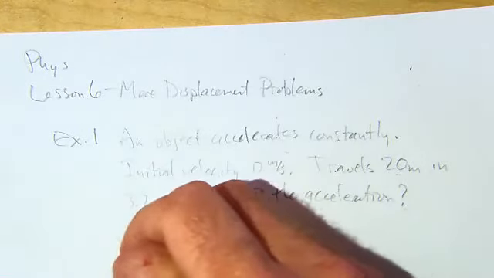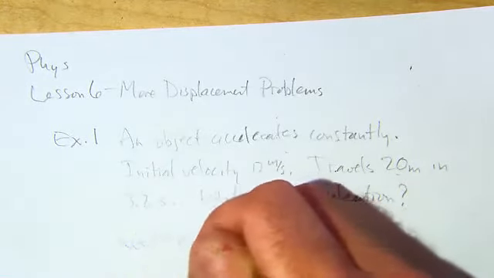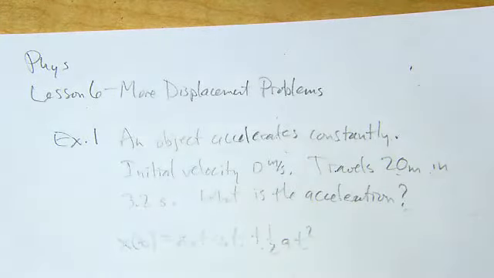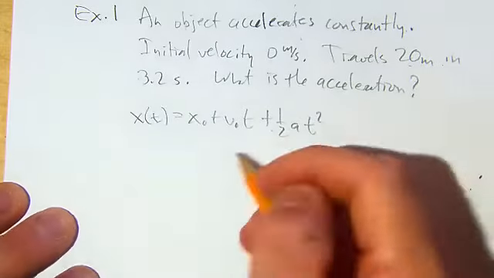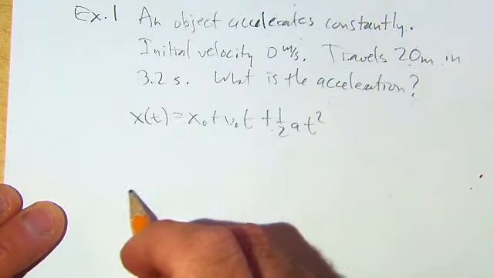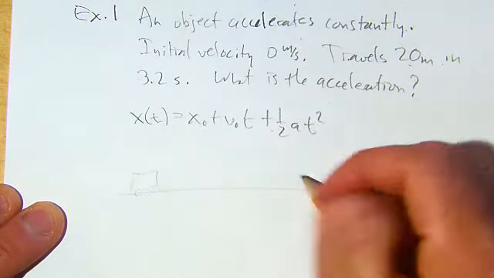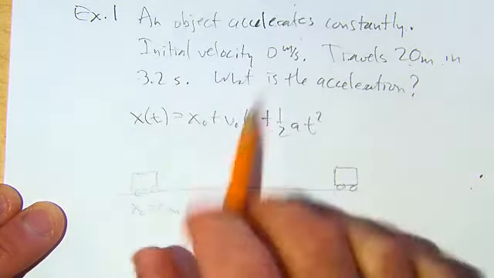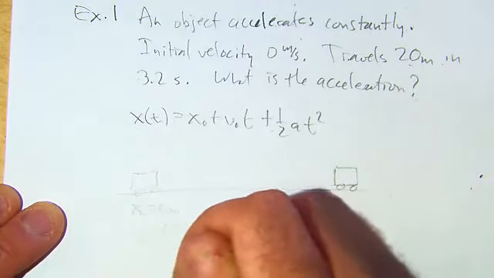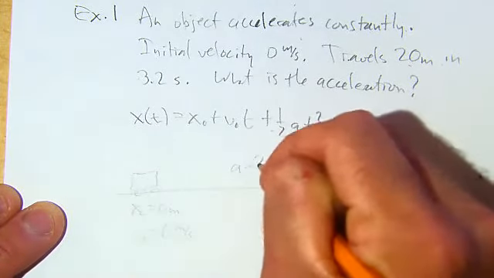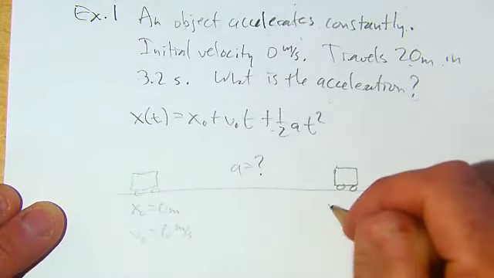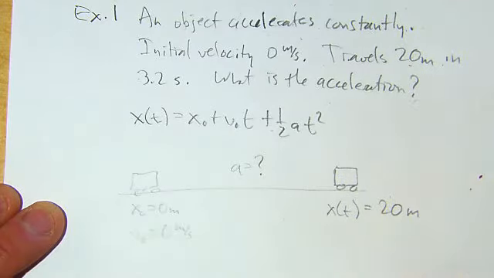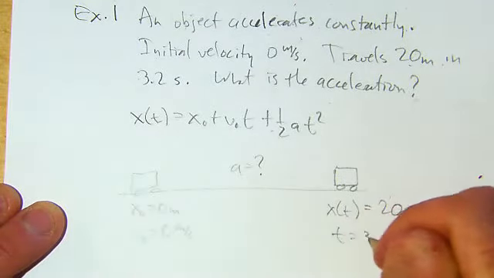Okay, here's your formula. Draw out the picture. Starting and the ending is always what the picture is. X0 is 0, starting at 0. V0, the initial velocity, is 0. A is what we're trying to figure out. The x at time t, which is this ending x, is 20 meters. And the time here at the end, 3.2 seconds.